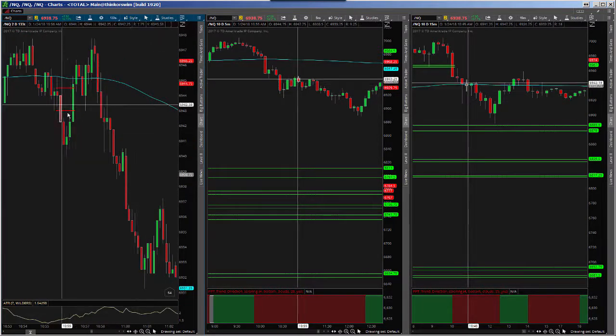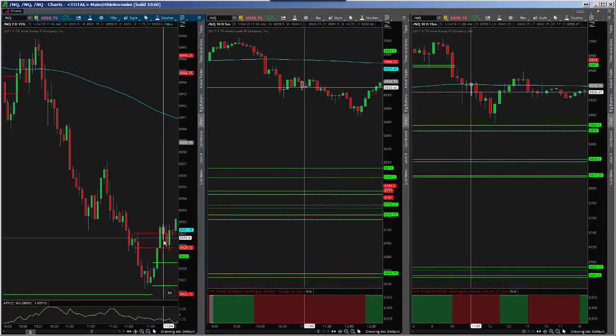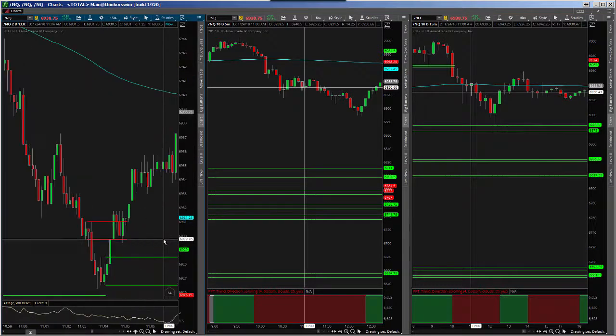Okay, still looking for a red zone. Here's a red zone, but I never get an entry. Here's a red zone. I would take a trade here for a loss.